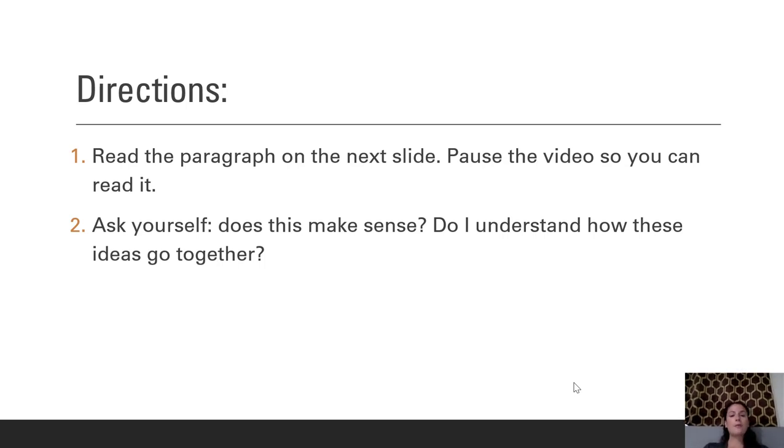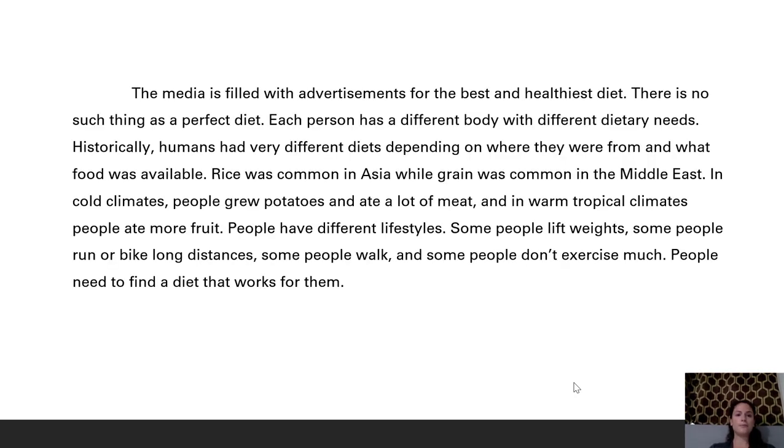So I'm going to show you a paragraph again. Pause the video so you can read it. And ask yourself, does this make sense? Do I understand how these ideas go together? Do I see how this support connects back to the main idea? So I'll go to the next slide, pause the video, and read the paragraph.